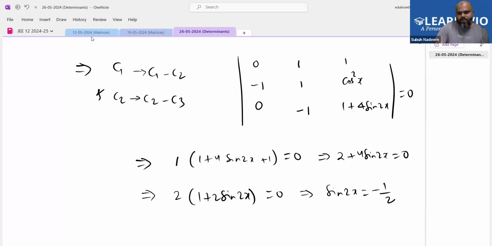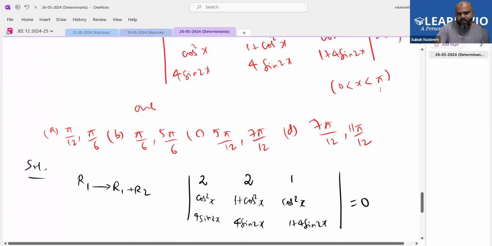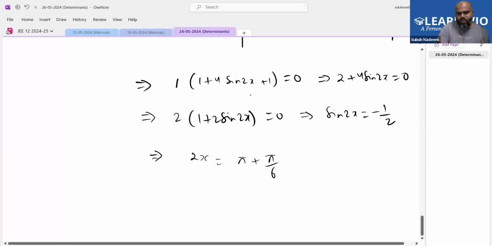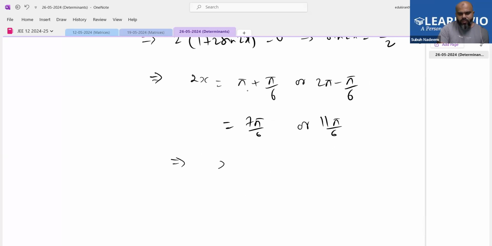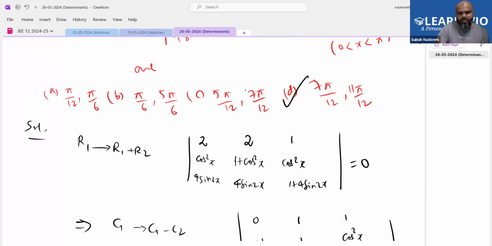So sine 2x is minus 1 by 2. Now x is between 0 and pi, as mentioned here, so x is positive. Sine 2x could be minus half in the third and fourth quadrants; in the first and second quadrants it is positive. So 2x is equal to pi plus pi by 6, that is the third quadrant, or 2 pi minus pi by 6, that is the fourth quadrant. So it will be 7 pi by 6 or 11 pi by 6. This is 2x, so x will be 7 pi by 12 or 11 pi by 12. These two answers are coming, which is option D.